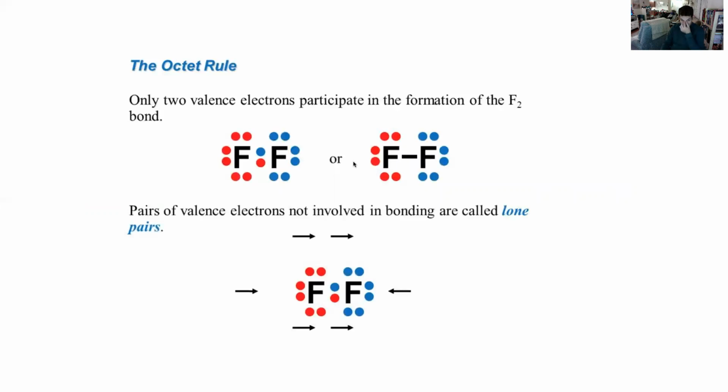Instead, what's going to happen is they are going to overlap. Here is a great example. We have 2 fluorine atoms. They each have 7. Those unpaired electrons will overlap, right? That is our chemical bond, 1 electron from each atom.